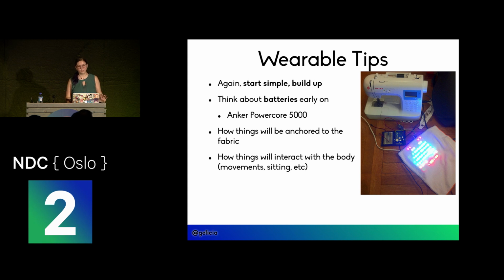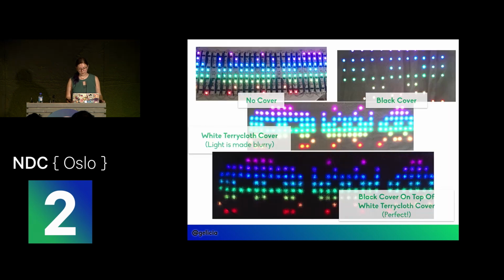You have to think about where they have to go. I generally like the small of your back, it's a good place because it's pretty stable, and I usually use for batteries now these phone charger batteries. This has a pretty good capacity. They already output the voltage that you need, and they're nice. And for everything else you need to think about how it will be anchored to the fabric, and then how they will interact with your body as you move around, whether that's moving or sitting or whatever.